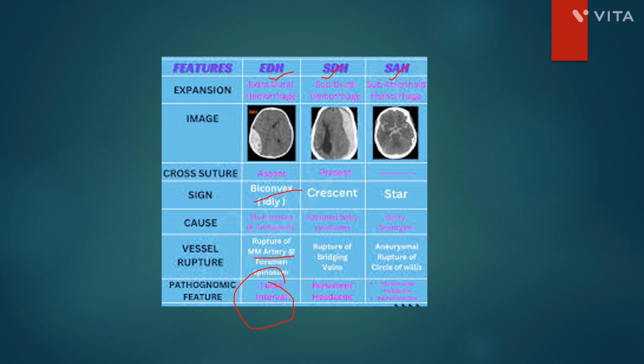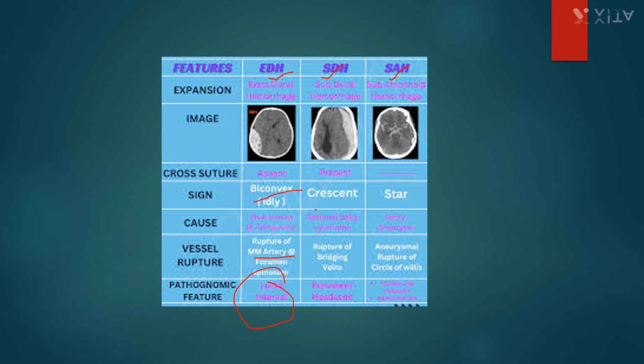Lucid interval means the patient initially has a loss of consciousness, then they have awareness, so that is called lucid interval. After that they may deteriorate. So if you suspect EDH, always do a CT before sending the patient back home, because if you send them without a CT and the patient collapses, it is the major negligence from your side. So it is EDH with lucid interval, middle meningeal artery, and it is biconvex in shape.